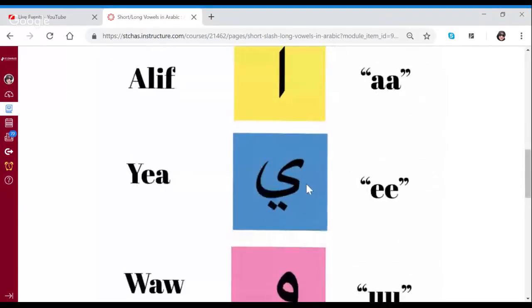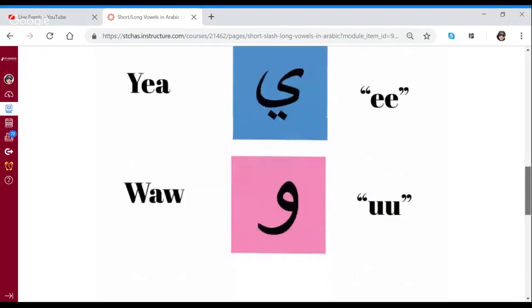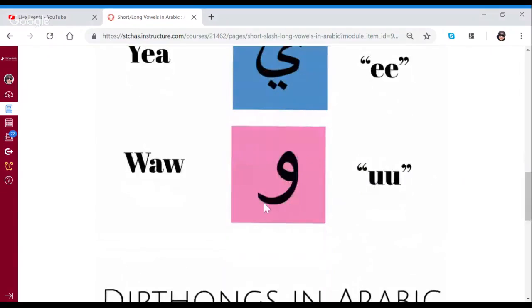Next, we have the ya or e. Okay, it makes the e sound. And the comparable short vowel is kesra, which is written below the line. It's a slash mark that goes below the line. It makes the e or the i sound. And finally, the letter wow, which makes the oo sound, the long vowel. And its equivalent is dhamma. And dhamma makes the oo sound.